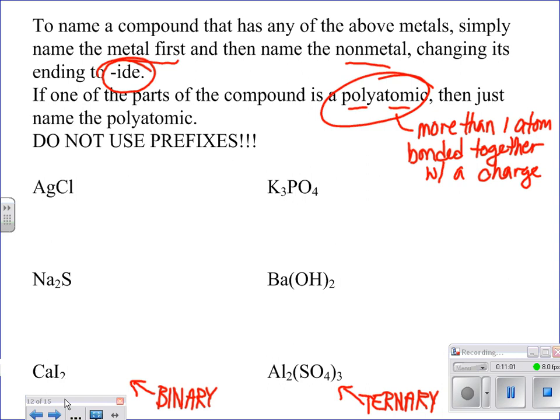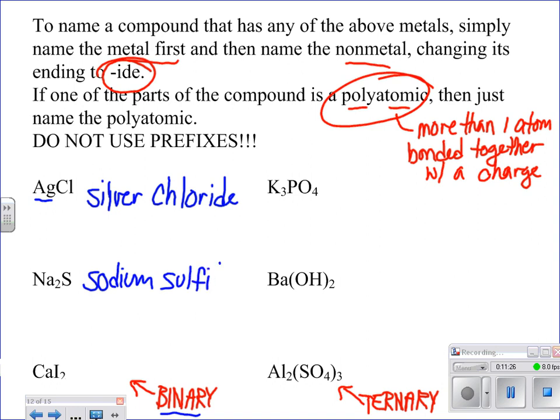So the first example we're going to do, remember all we're doing is naming our metal and then our nonmetal, and for our binaries we're just going to change the ending to "ide." So Ag, silver. Cl, that's chlorine, but it becomes chloride. Na, sodium. S, sulfur, that becomes sulfide.